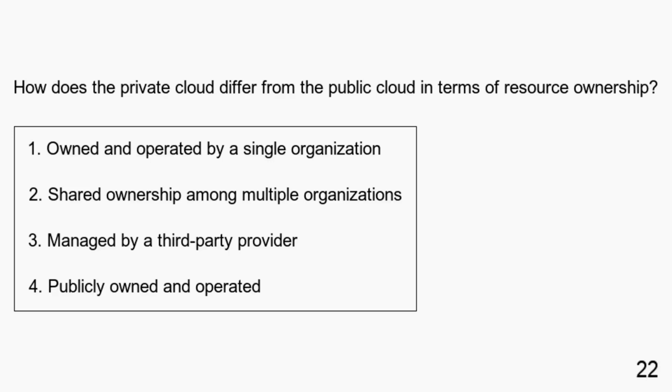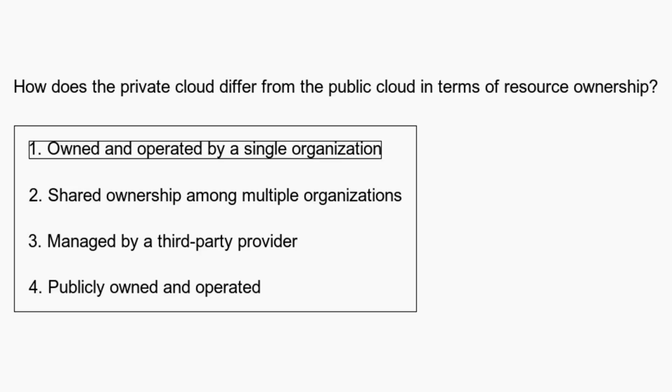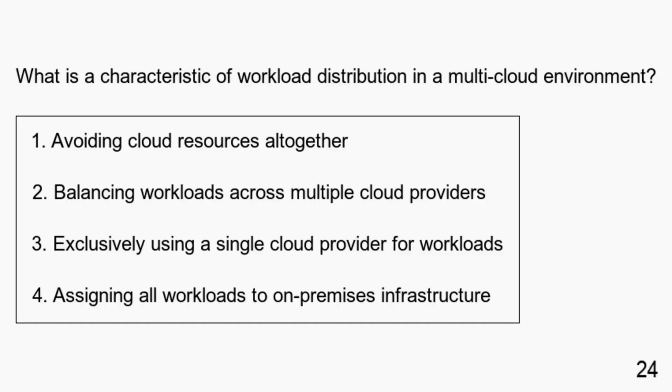How does the private cloud differ from the public cloud in terms of resource ownership? Owned and operated by a single organization. Shared ownership among multiple organizations. Managed by a third-party provider. Publicly owned and operated. Private clouds are owned and operated by a single organization, providing exclusive control over resources.